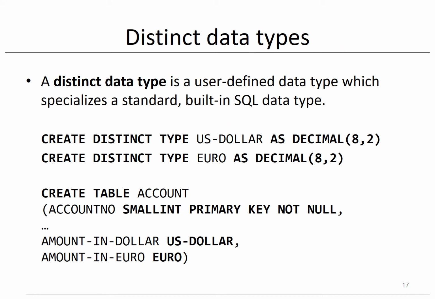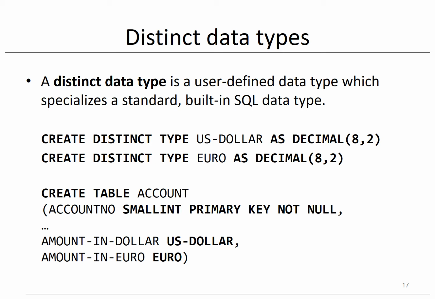A distinct data type is a user-defined data type which specializes a standard built-in SQL data type. The distinct data type inherits all the properties of the SQL data type that was used for its definition. Consider the following 2 examples.